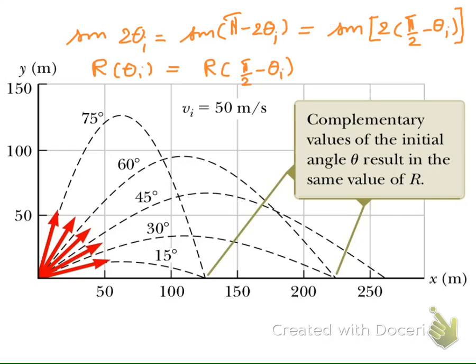In this figure, you can see that the length for the initial angle 15 degrees is equal to that for 75 degrees, because 75 is equal to 90 degrees minus 15. Okay, so that is about the horizontal length of the projectile.